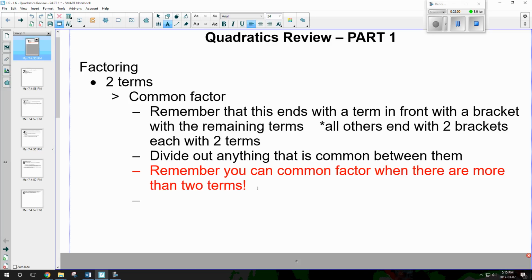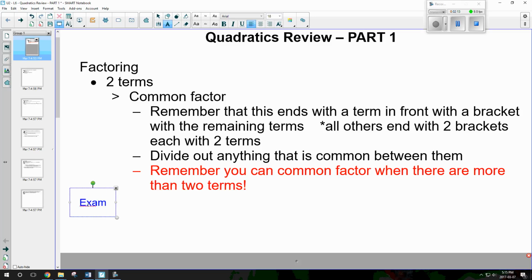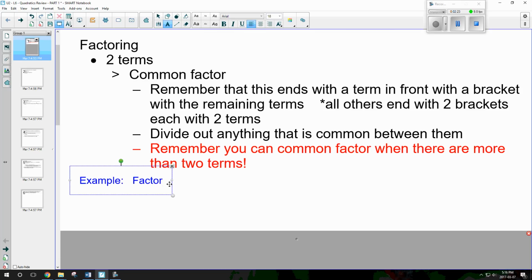And I just have this reminder here because it's under the 2-term one, is that you can common factor when there are more than 2 terms. So let's take a look at an example. And now your descriptions on the test, they'll only say factor. It won't say what type of factor that you need to do. It'll just tell you that you need to factor.